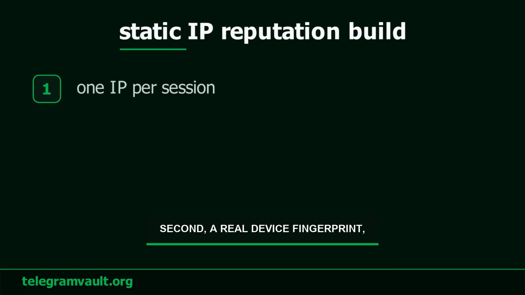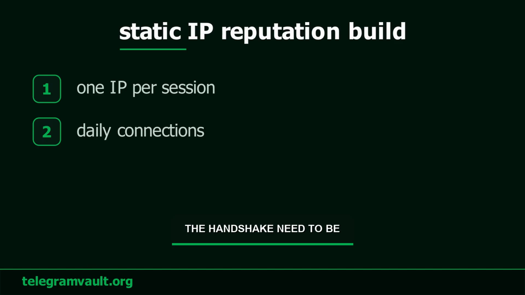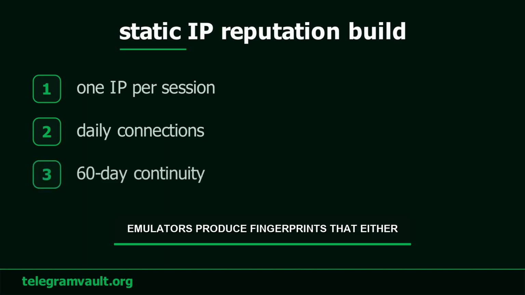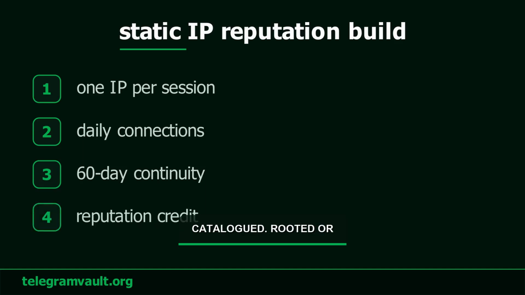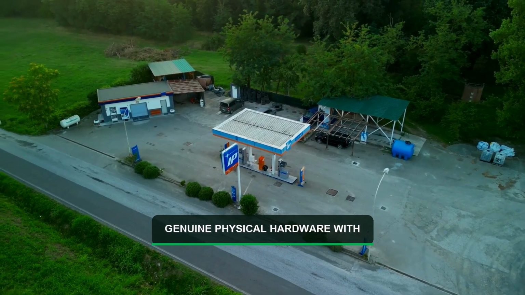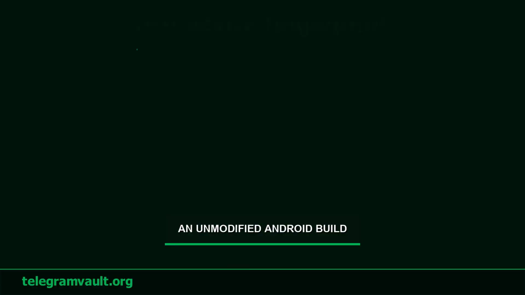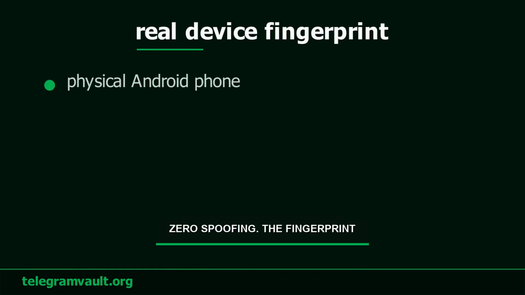Second, a real device fingerprint, not an emulated one. The device model string, the build fingerprint, and the Android ID that Telegram receives in the handshake need to be internally consistent and characteristic of an actual phone. Emulators produce fingerprints that either fail those consistency checks or match known emulator signatures Telegram has already cataloged. Rooted or heavily modified builds produce fingerprints that fight the reported device model. Running on genuine physical hardware with an unmodified Android build solves all of this with zero spoofing. The fingerprint is real because the device is real.